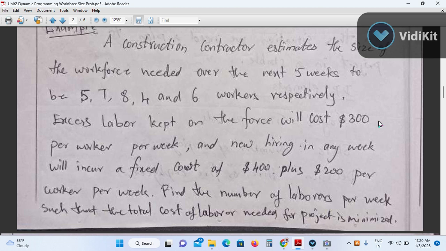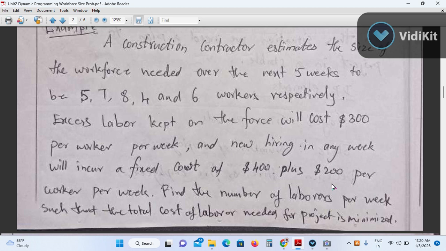So what is the meaning? If you are hiring at any time, then there is the fixed rate of 400. That is, you are going to hire from a particular company or some agency like that. Plus for each and every worker, we have to pay $200 per worker per week.